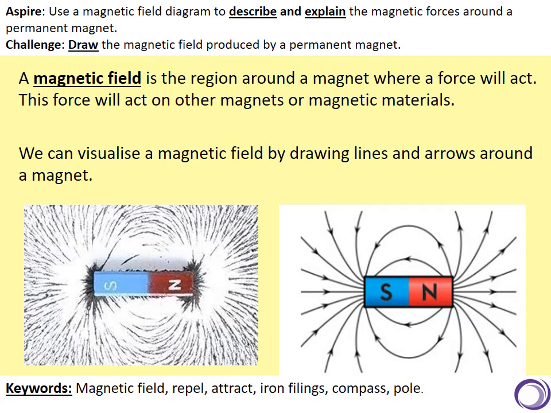So just to summarise, a magnetic field is a region, it's a place where we've got forces. A magnetic field is just an area where we've got magnetic forces. These forces will act on other magnets, or they'll act on other magnetic materials. So the field diagram is just a way of visualising where these forces are by using lines and arrows. And the lines always go from north to south, alphabetical order.